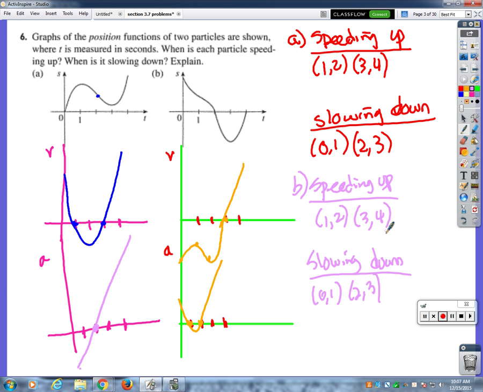I just want to see if we were anywhere on that one, because that was the possible exception that we would just make up. That was number 6, B. Speeding up on interval 1 to 2 and on 3 to 4. So I get slowing down on interval 0 to 1 and 2 to 3. Maybe we could go back to problem one and do that.